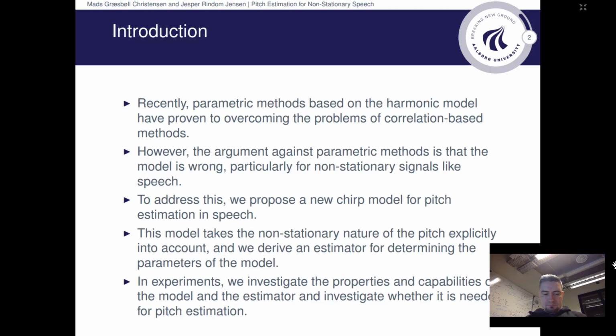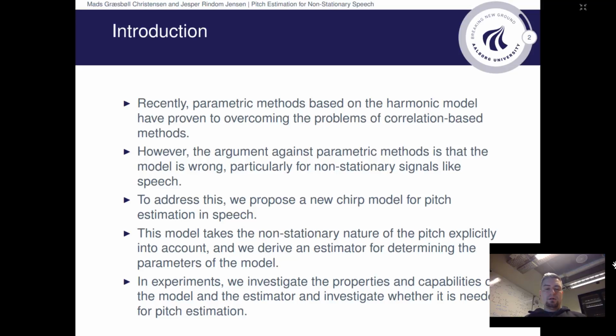All right, so in the past few years we've seen that so-called parametric methods based on the harmonic model can overcome the shortcomings of the traditionally used correlation-based methods. For example, they are more robust to noise, and you don't have problems with low fundamental frequencies and so forth. An argument against the parametric methods is often that the model is wrong, and in particular regarding the harmonic model, that it's wrong for non-stationary signals like speech, where you have continuously varying speech.